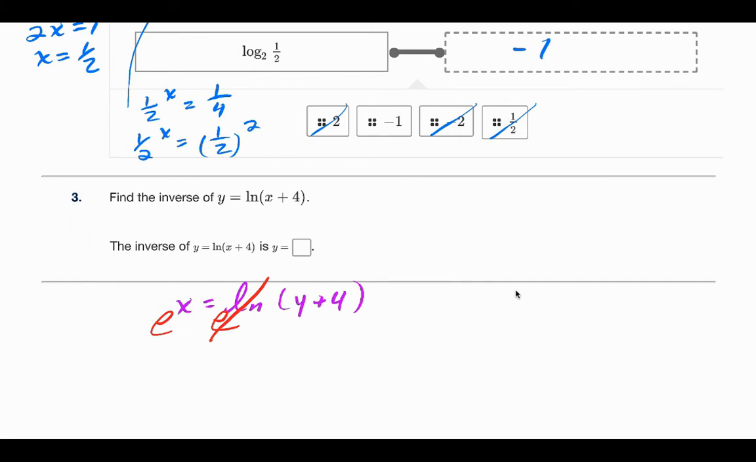So on this side here, we would have just y plus 4. On the other side, we have e to the x. So now to solve it for that new y, we're just going to subtract 4. So we'll get that y is equal to e to the x minus 4.